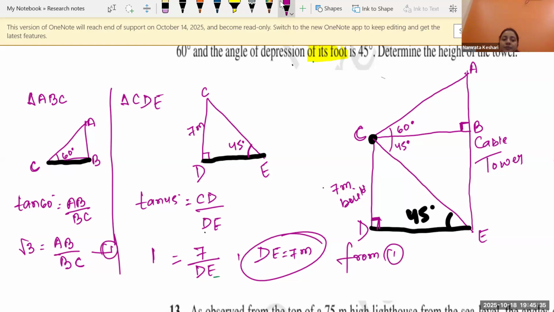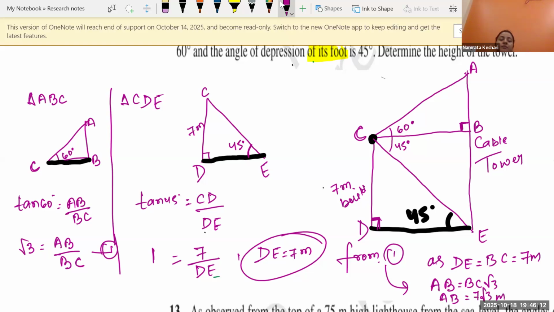Okay, this DE which is 7, we can use in equation number 1 as BC. As we know, DE and BC both are 7. From 1, now I am going to use 1. That is AB by BC is root 3. So AB will be BC root 3. AB will be 7 root 3. Clear?